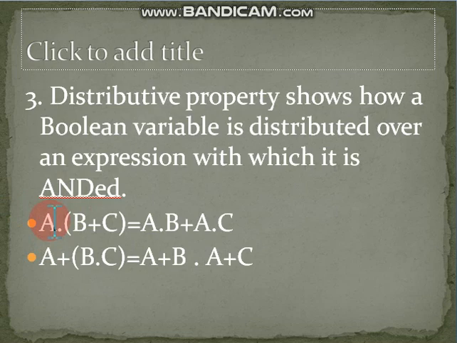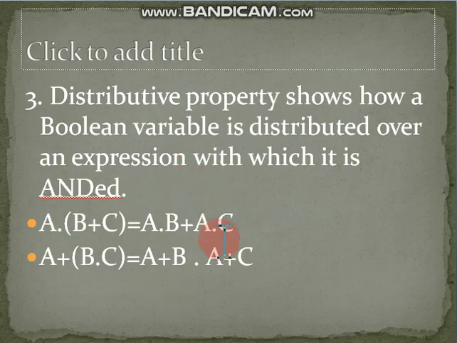Over a Boolean expression. The expression I'm talking about here is a plus b. This is the expression we are distributing a to, and it is ANDed, okay? So this expression is ANDed to a, and that's why we're having an AND gate here, okay? So let's say a times b, we have ab. The plus sign maintains, then a plus c, we have ac here, and we've distributed a. As you can see, there's a here and there's a there.